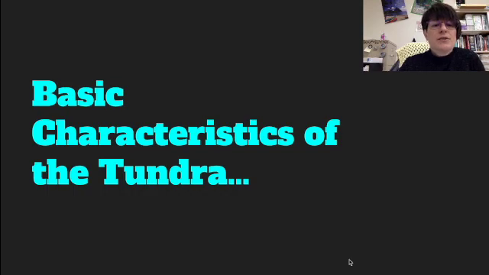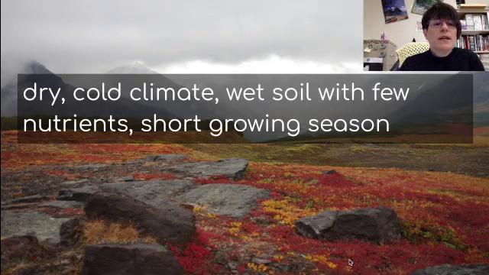Some basic characteristics of the tundra include it is very dry. In fact, it is called a cold desert sometimes. It has a cold climate, wet soil with few nutrients, and a short growing season. As we'll see, the ground is usually very cold, so as far as the few nutrients, there's just not as much decay and return of nutrients to the soil as in other places.